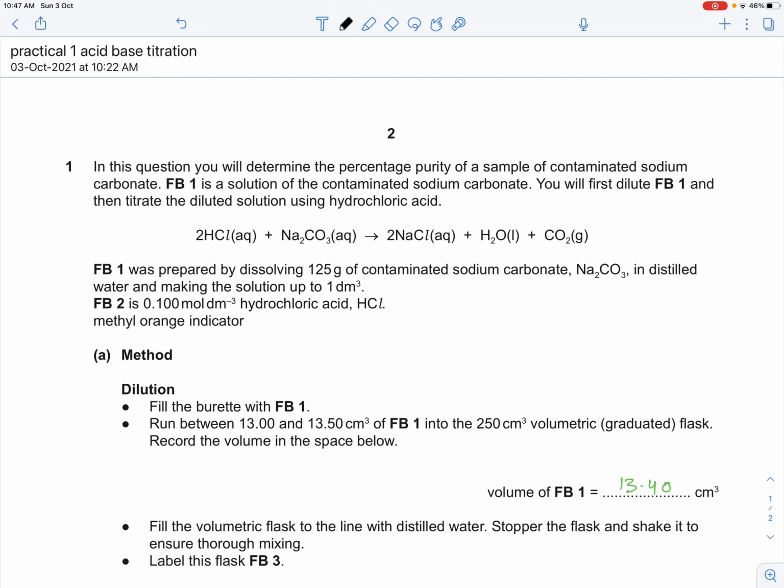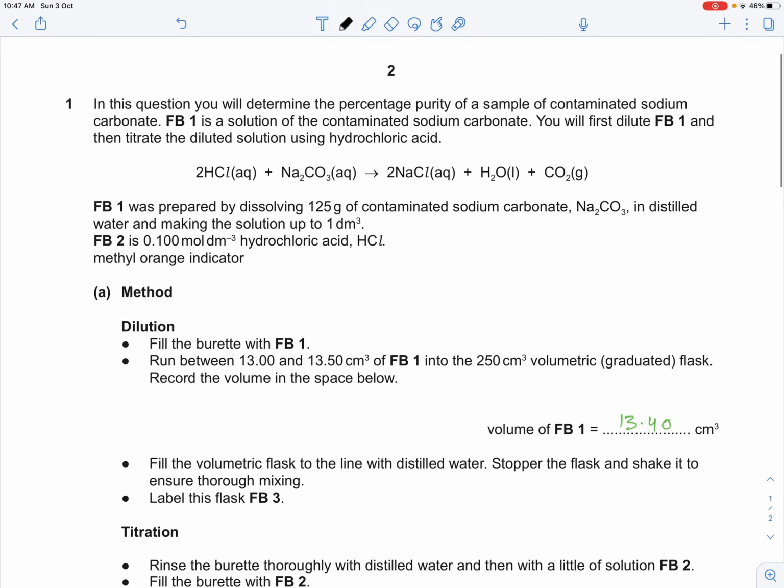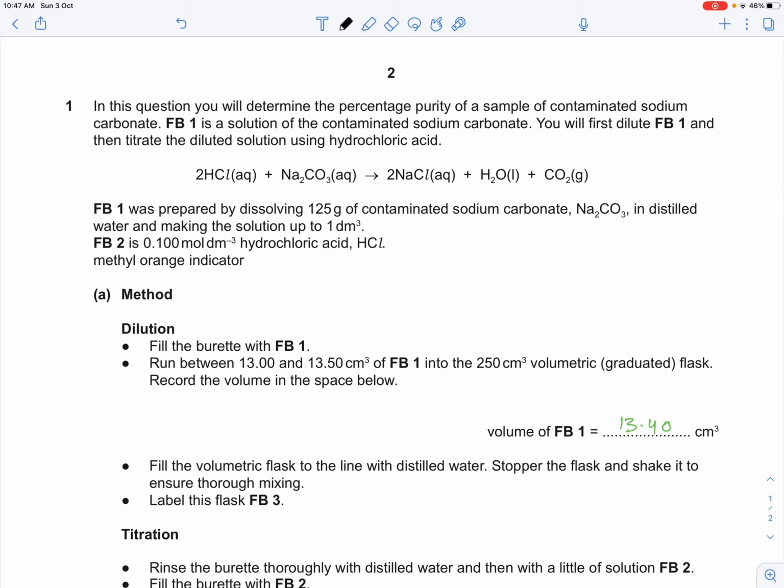Okay, so this is again an acid-base titration. Let's just read the question first. They're saying that in this question, you will determine the percentage purity of a sample of contaminated sodium carbonate. Fb1 is a solution of contaminated sodium carbonate. You will first dilute Fb1 and then titrate the diluted solution using hydrochloric acid.